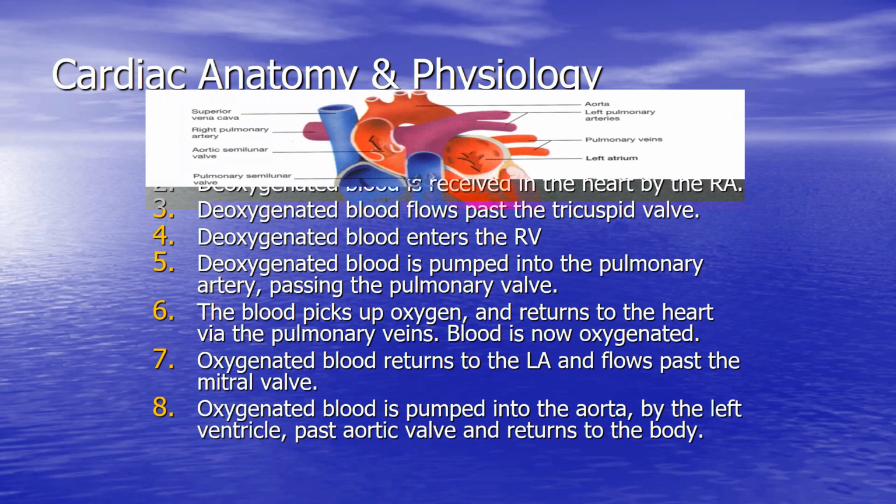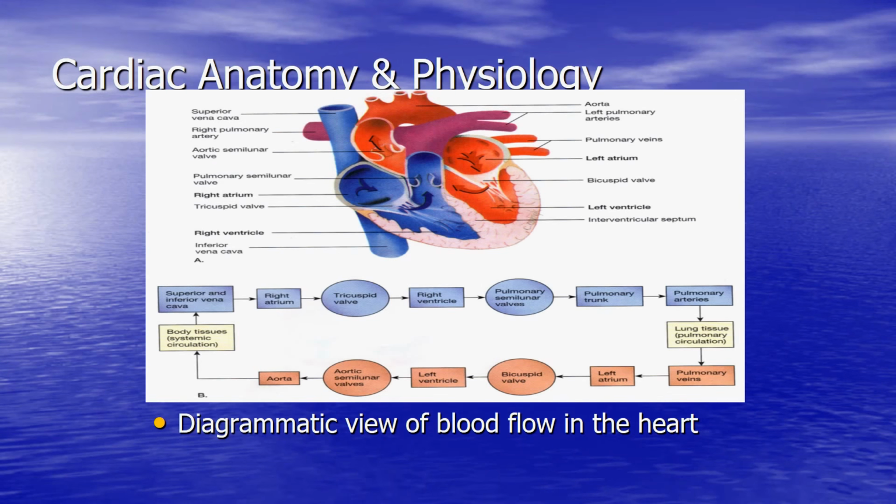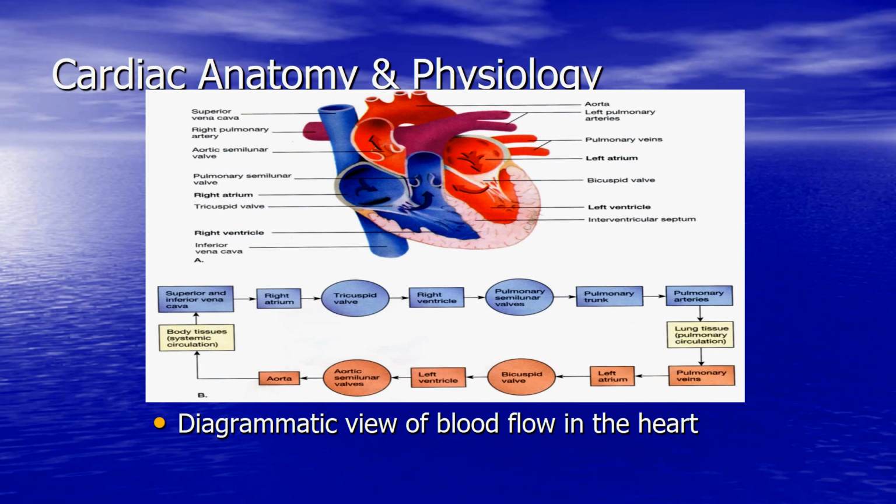Here's a pictorial representation of everything I just said. It will be helpful if you note A and B, and you note the colors. Blue represents deoxygenated blood, and red represents oxygenated blood. The yellow is the ultimate fate of the blood. It says lung tissues, pulmonary circulation, and body tissues, that's the systemic circulation.